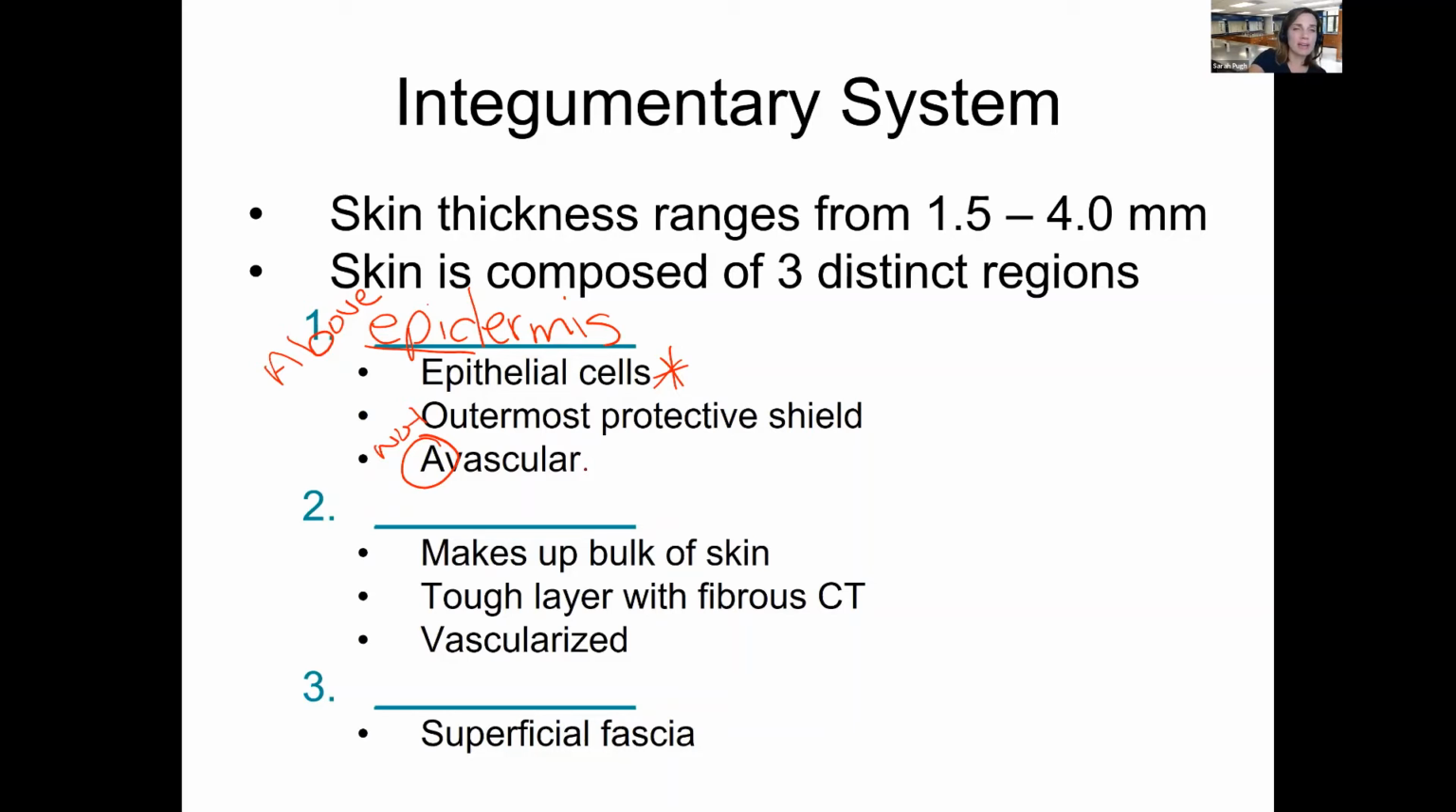Just under that, we have our dermis. The dermis makes up the bulk of your skin. This is a really thick layer in your skin. It is made of connective tissue, so it's very tough, and it's vascular. It has a fabulous blood supply. It has to have a blood supply. And the reason it has to have a blood supply is because the epidermis doesn't.